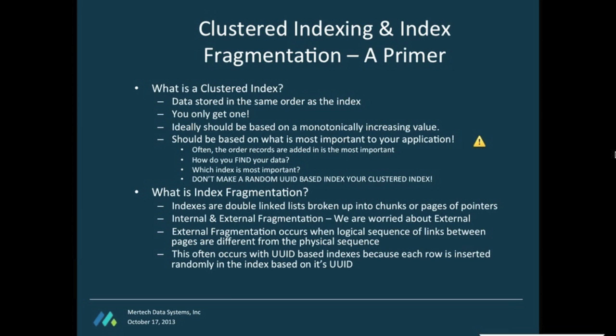What exactly is this? Well, essentially an index, to simplify a bit, is a doubly linked list. So you have items that link to their next item in the list and the previous item in the list, at a very simplistic level. And basically, it's broken up into chunks or pages of pointers to the actual data. You can end up with two types of fragmentation, which they refer to as internal and external fragmentation. Internal fragmentation is actually not something we're worried about. It's not even necessarily a bad thing in all cases.